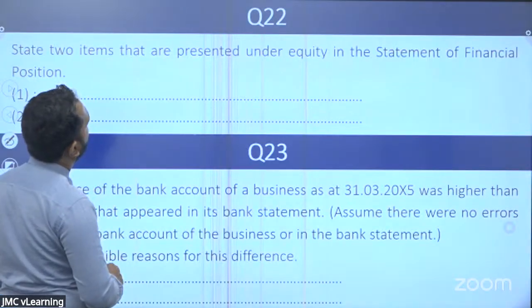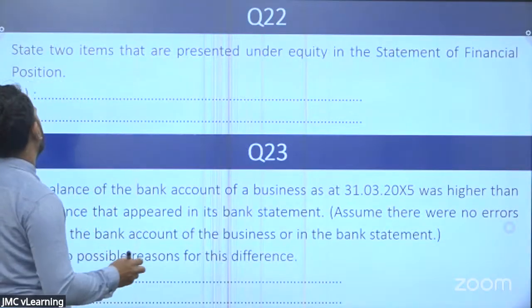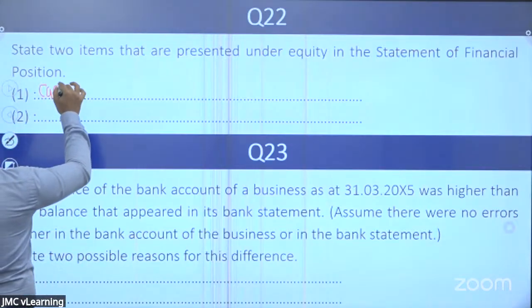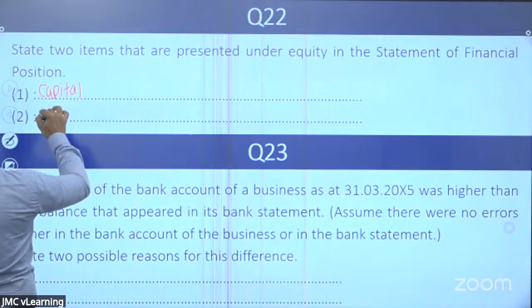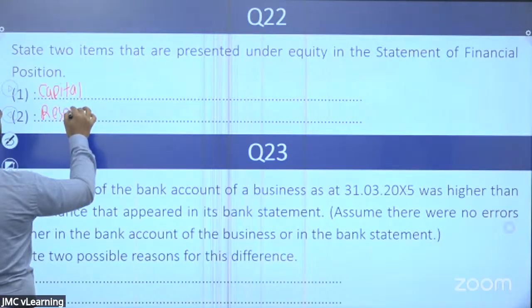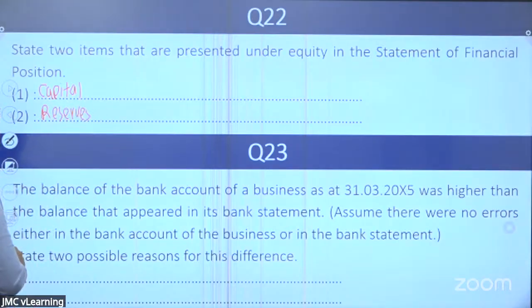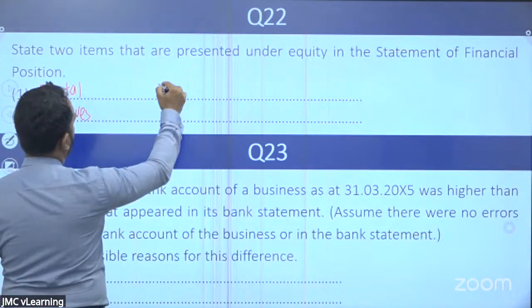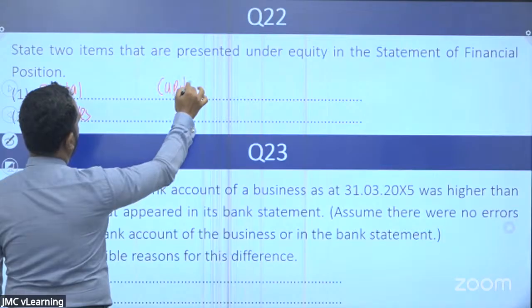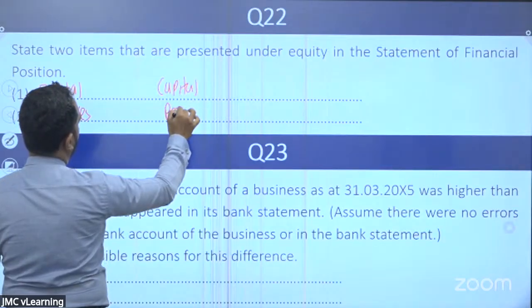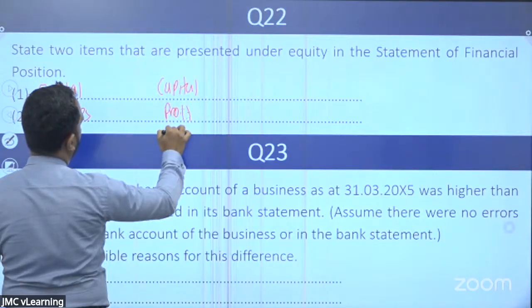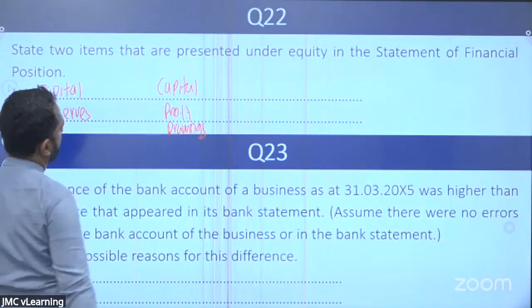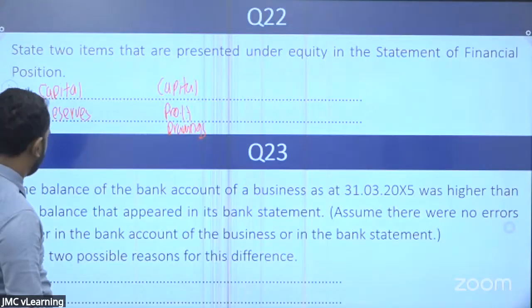State two items that are presented under the equity. If you take the equity, we have the capital and we have the reserves. And someone can say the drawings. Someone can write this like this as well. The capital, the profit, and the drawings. This is also even correct.